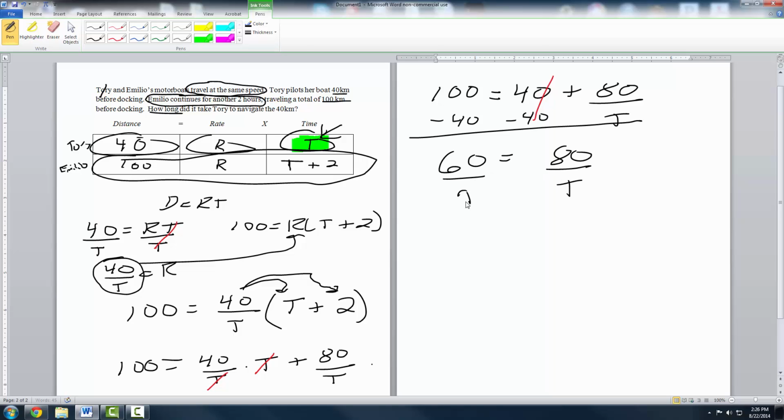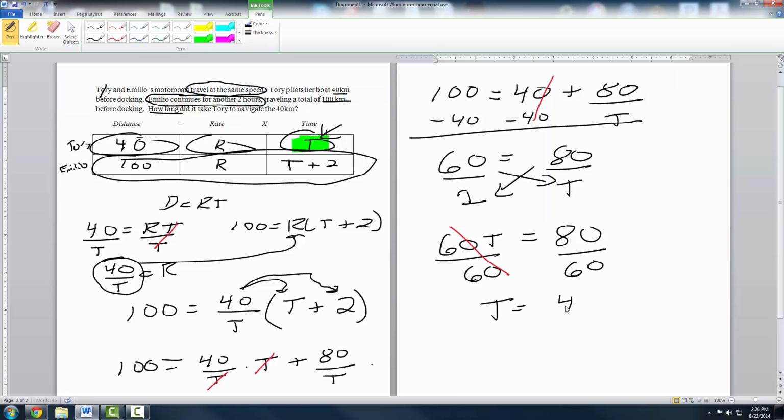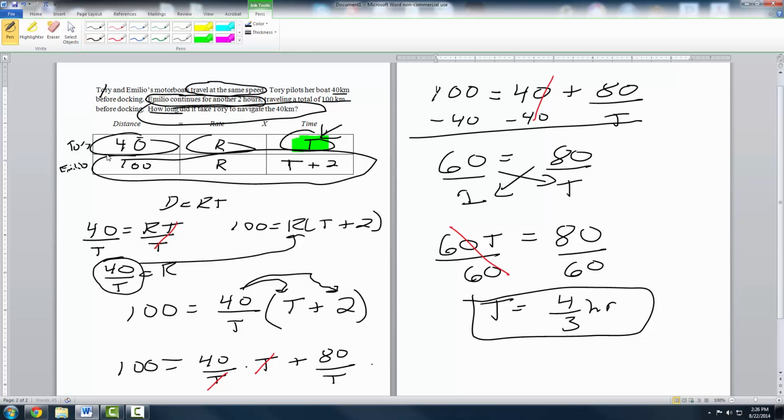And of course, we can put this over 1 if we wish. Then we're going to cross multiply. So 60 times t is equal to 80. Divide by 60. These cancel. Reduce. And t, I do believe, is 4/3 hours. And that actually answers the question. How long did it take Tori to navigate? Tori is t, 4/3 hour. Now, if they ask for how long it took Emilio, you have to add 2 to 4/3. And that's an example of using the distance, rate, time problems from section 7.7.